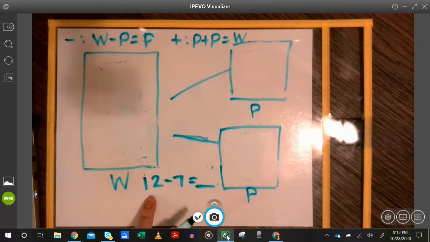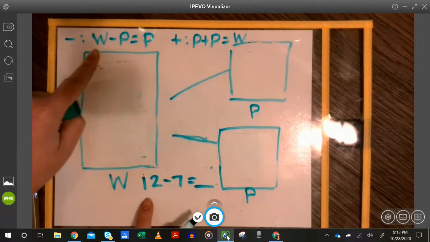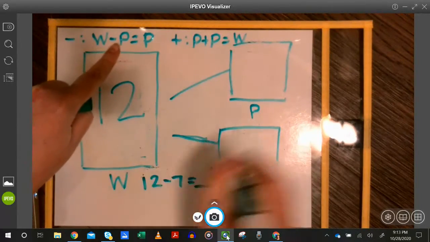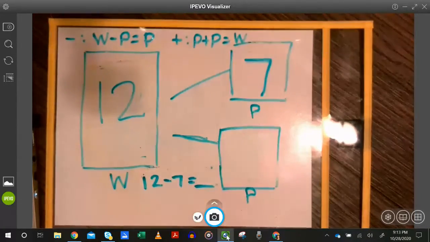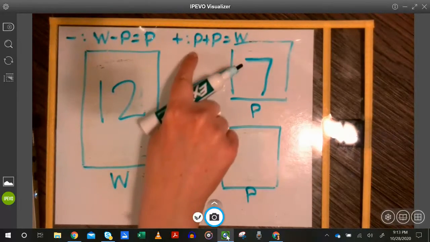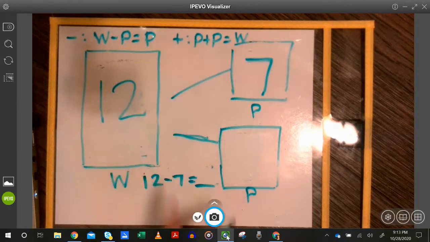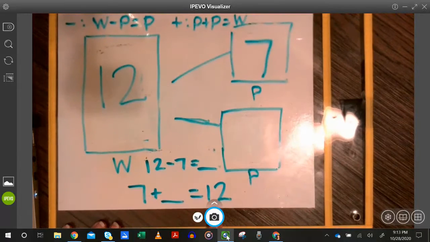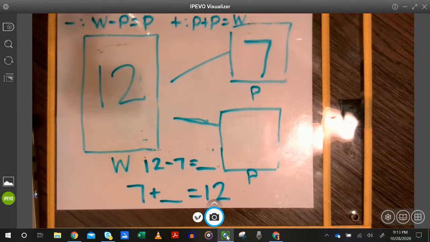Okay, so this is subtraction. So we started with our whole, 12, and we took away a part, 7, to find the missing part. We can put those parts back together. So 7 plus something is going to make our group of 12, right? Now, how can we use mental math strategies to find the missing piece?